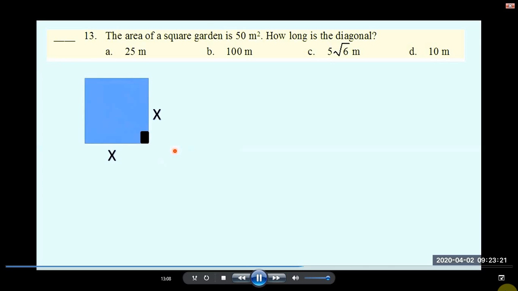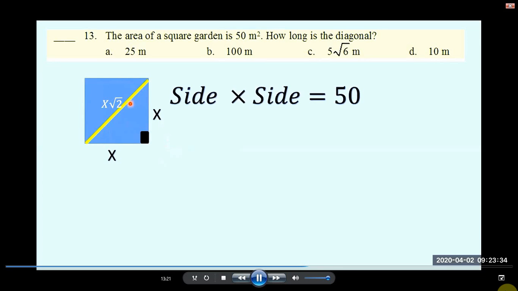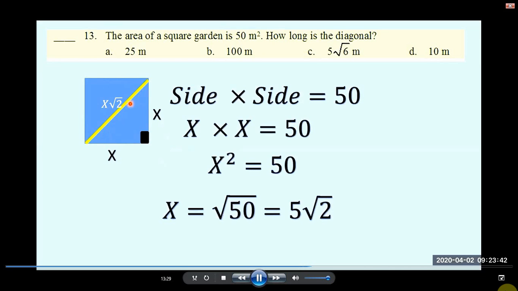Two sides equal x and the hypotenuse, the diagonal, is x root 2, right? Why? Because of 45 in the square. Then the area is side by side equal 50. X times x equals 50. X square equals 50. X equals root 50, which is 5 root 2. Then the diagonal is 5 root 2 times root 2, right?